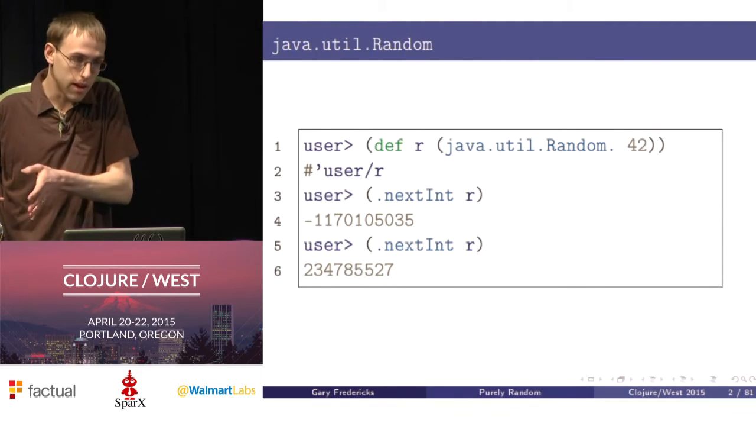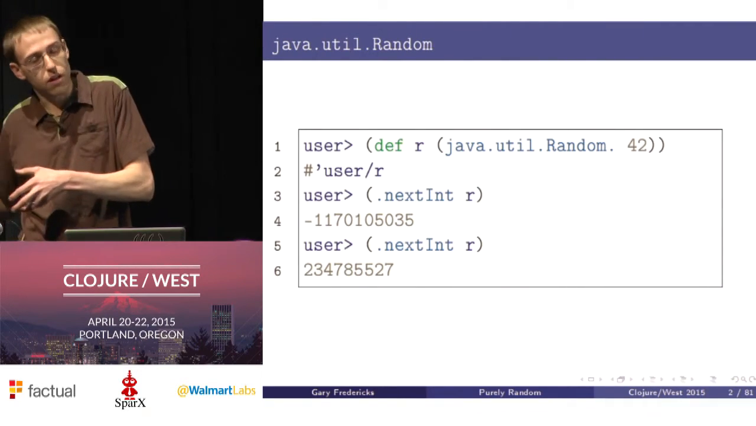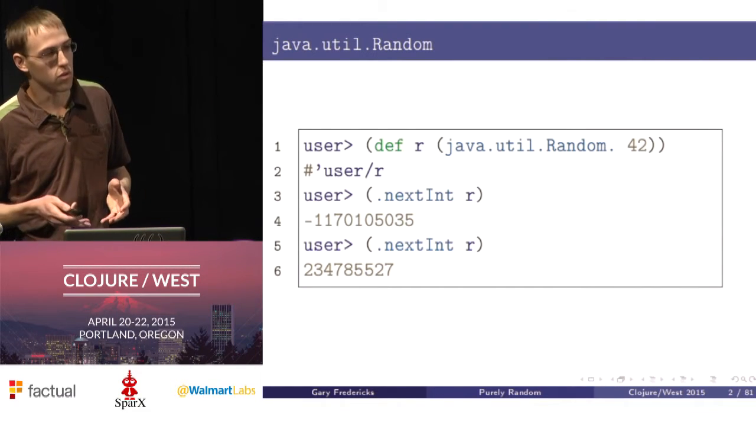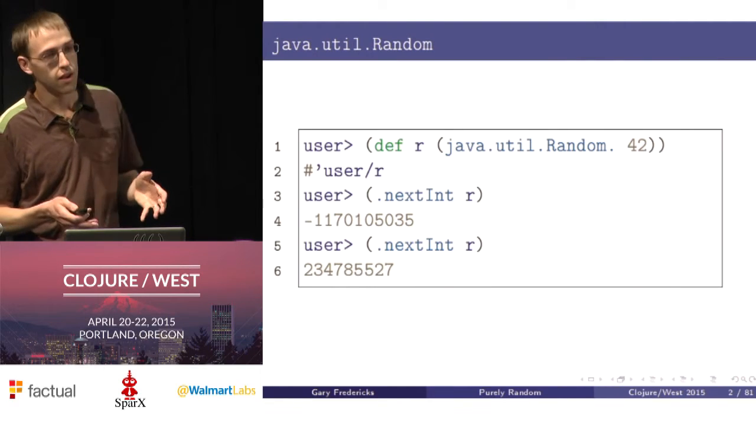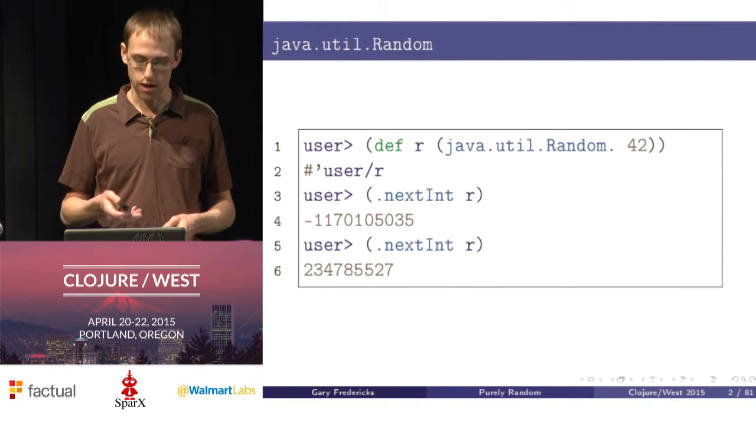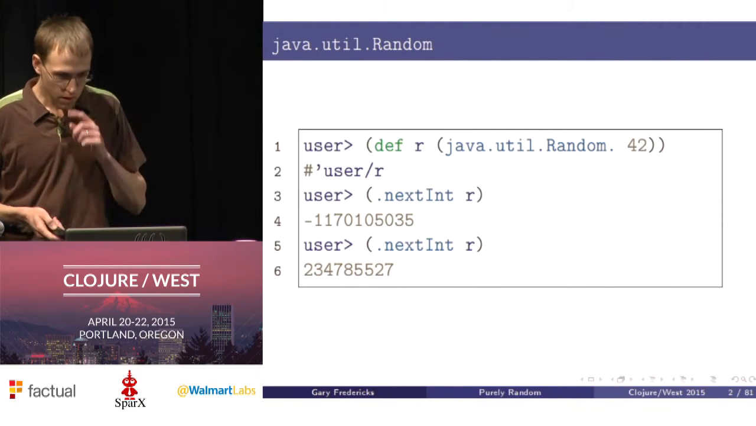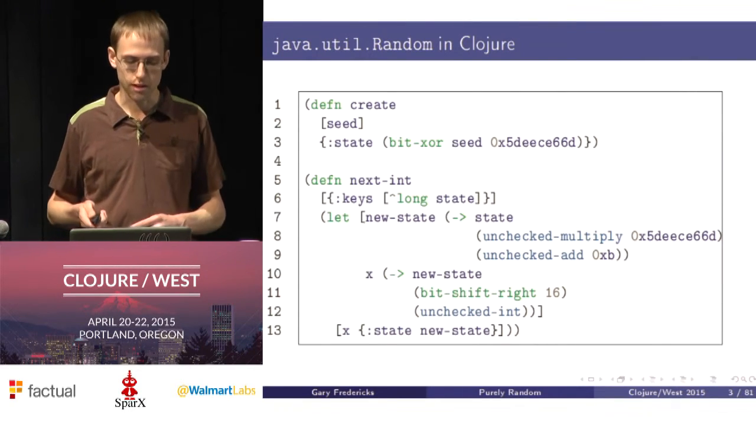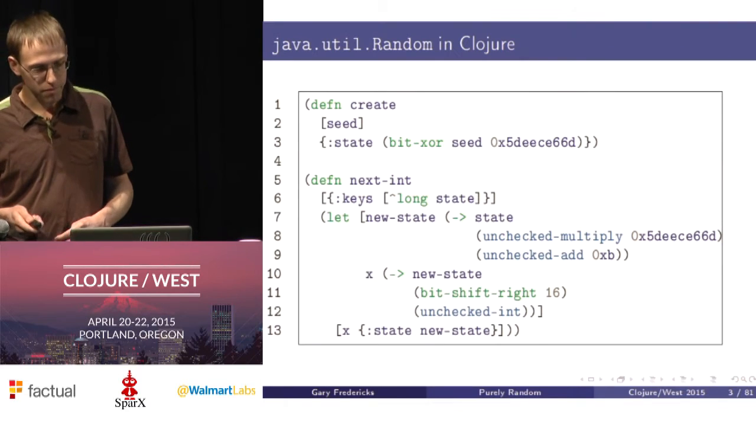But we know we can take imperative algorithms and translate them into functional algorithms. So how about we try to rewrite this in a pure functional immutable style in Clojure. All right, here we go. We're done. All we had to do was switch to the next slide, and the code was written.